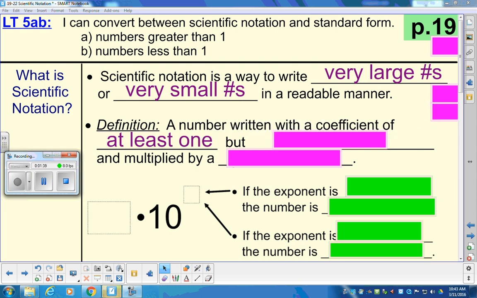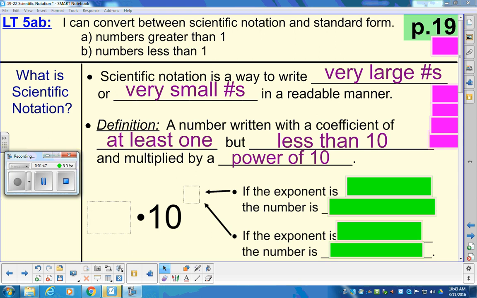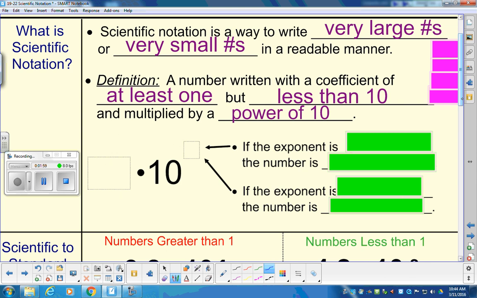By definition, scientific notation is a number written with a coefficient of at least 1, but less than 10. That has to be between 1 and 10, and you have to be multiplying by a power of 10. Go ahead and get those notes in. So it has to be a number between 1 and 10, and you're multiplying by a power of 10. As we take a look at some scientific notation today, keep in mind that we're going to rewrite very large numbers and very small numbers in a readable manner. That's our goal.